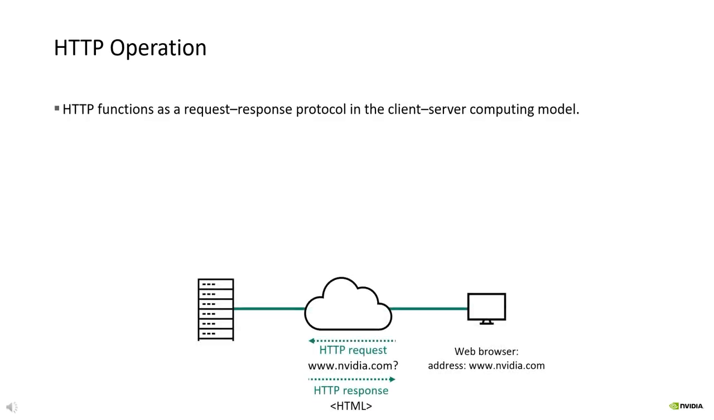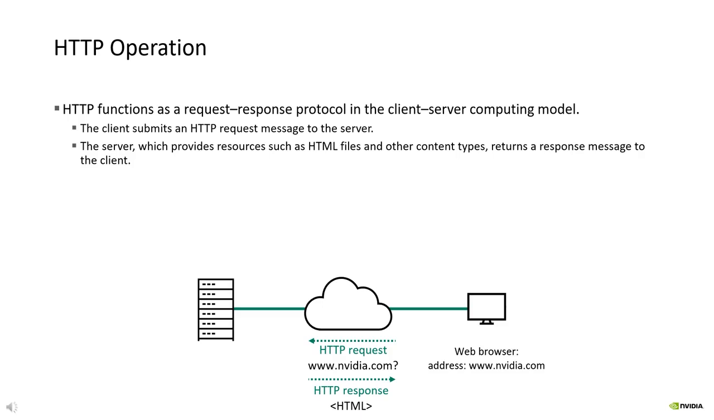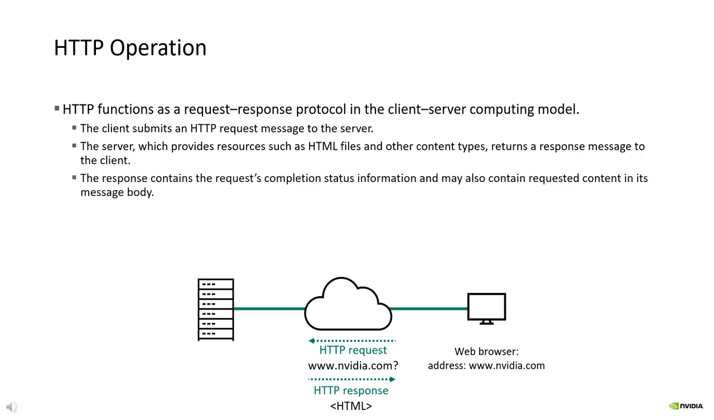HTTP functions as a request-response protocol in the client-server computing model. The client submits an HTTP request message to the server. The server, which provides resources such as HTML files and other content types, returns a responding message to the client. The response contains the request completion status information and may also contain requested content in its message body.